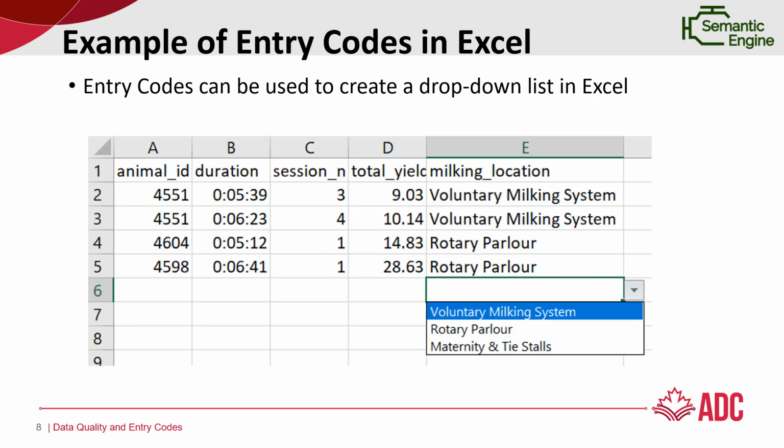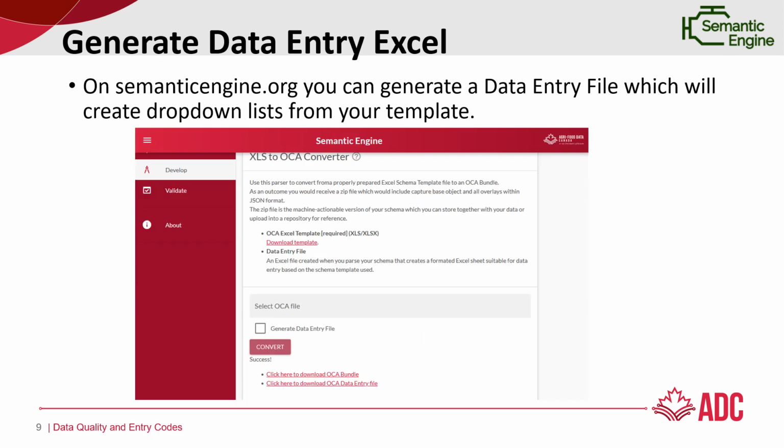Now, what you can do when you have developed entry codes is that, for example, in Excel, you can create a drop-down list. And if you don't know how to do this, on semanticengine.org, when you are creating an OCA bundle in the Develop tab, you can also generate a data entry file if you check the box. And that means that you will have automatically created your drop-down lists for data entry. So this might be a very convenient way, using entry codes, to make it easy to enter data.